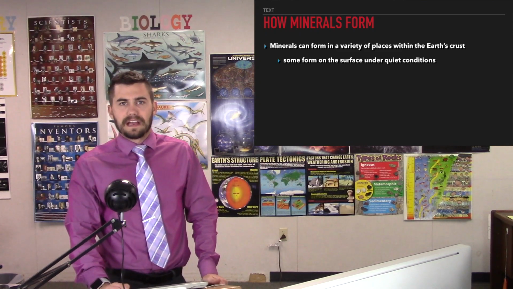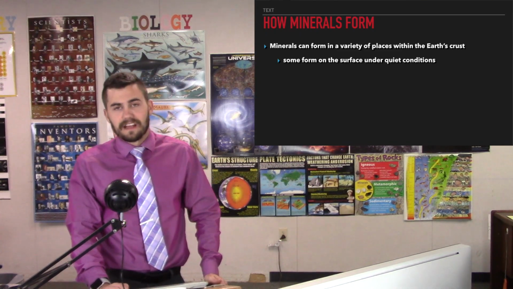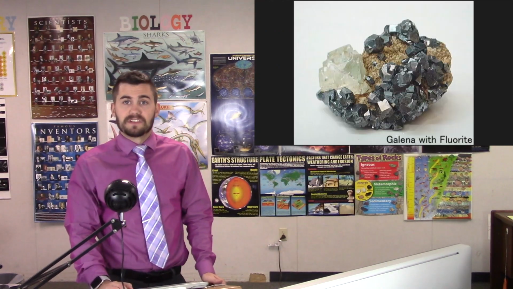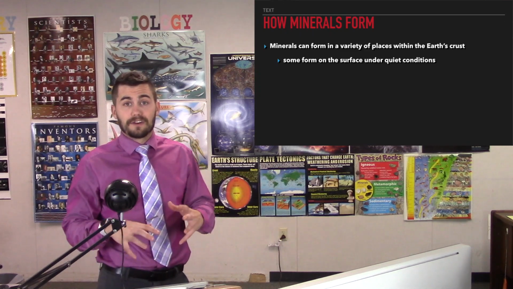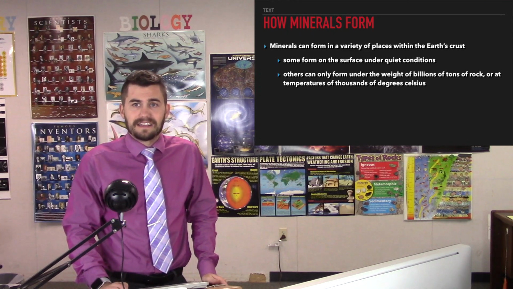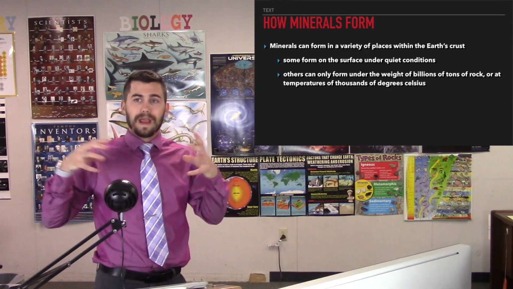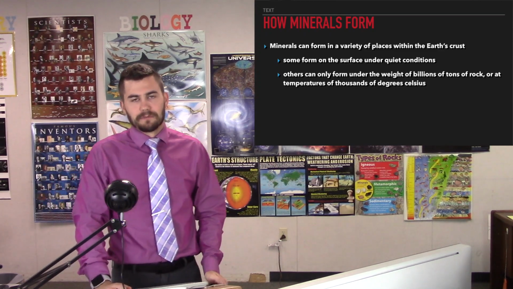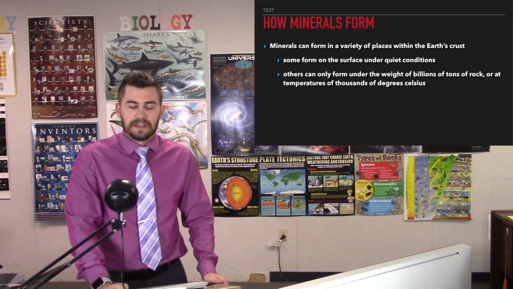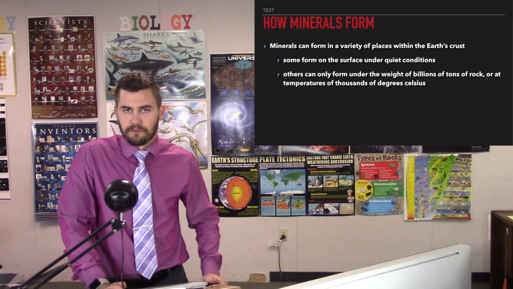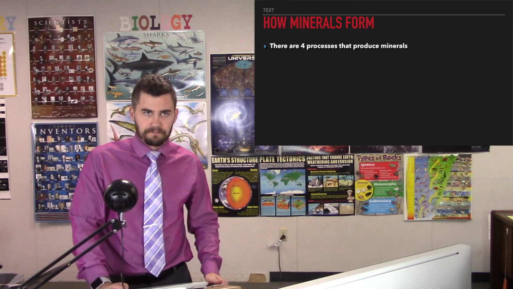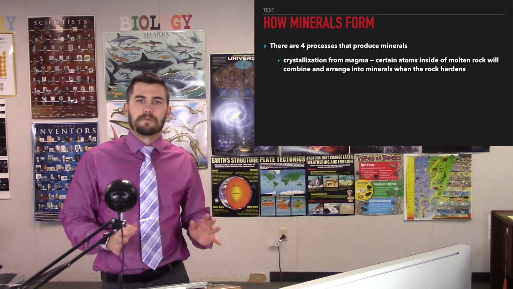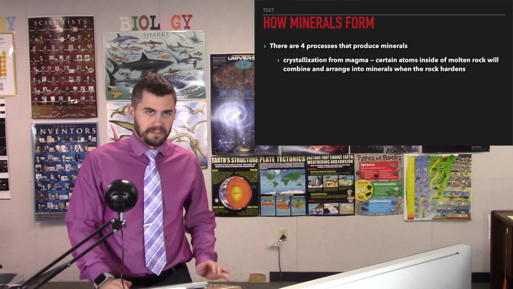Minerals can form under a lot of different conditions. Some form just on the surface, like we can see here, but others require extremely hot temperatures or the weight of billions of tons of rock to force the atoms to recrystallize into a new form. We can think of the way diamonds form under intense heat and pressure. So, 4 basic ways in which we get minerals.